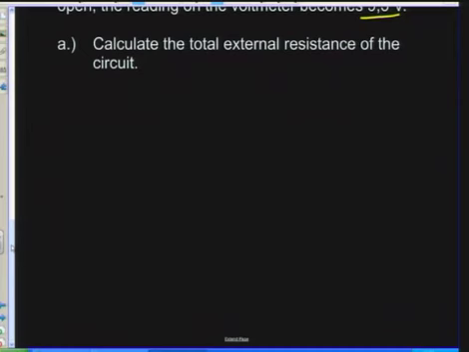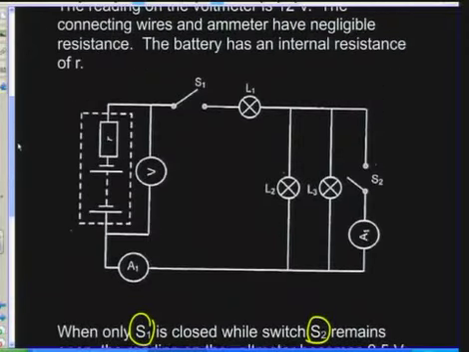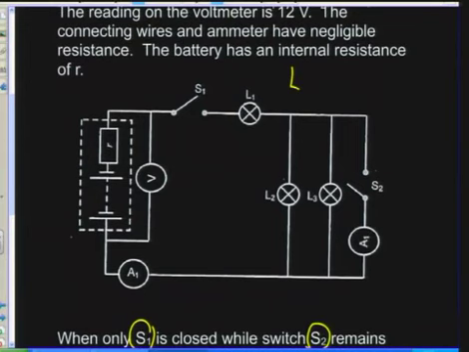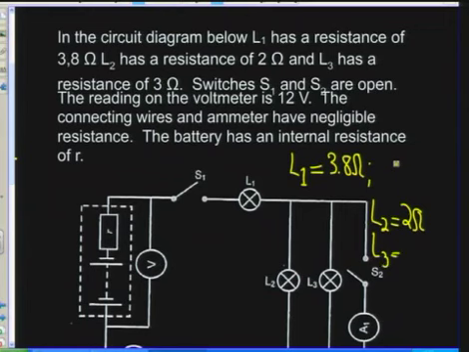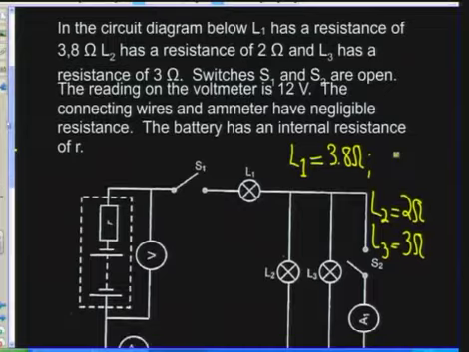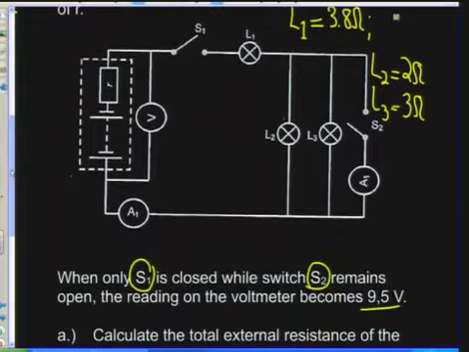We were told that the resistance of L1 is what? L1 is 3.8 ohms. And then L2, let me write here, L2 is 2 ohms. Then L3 is what? L3 is 3 ohms. Okay, so that's what we have here, and the question wants us to find the total resistance.